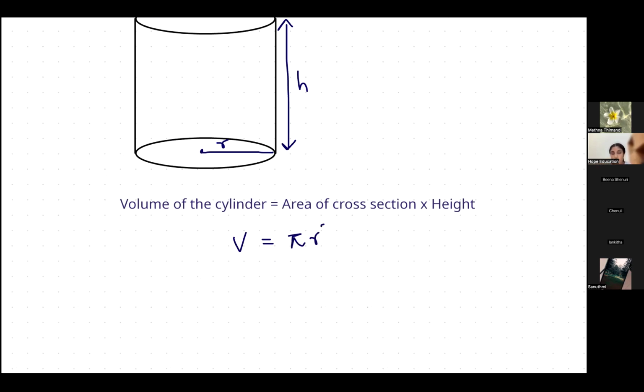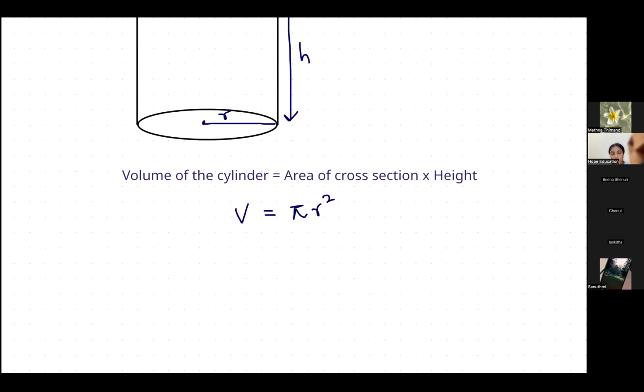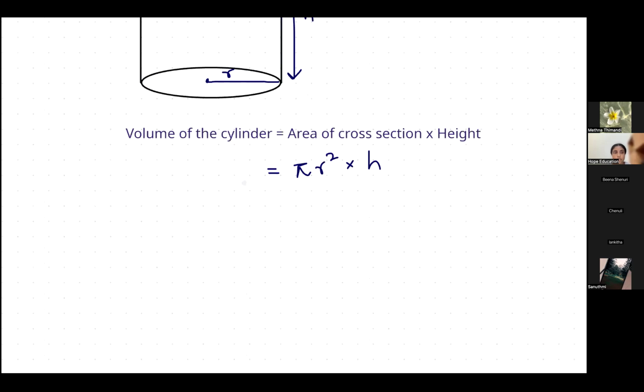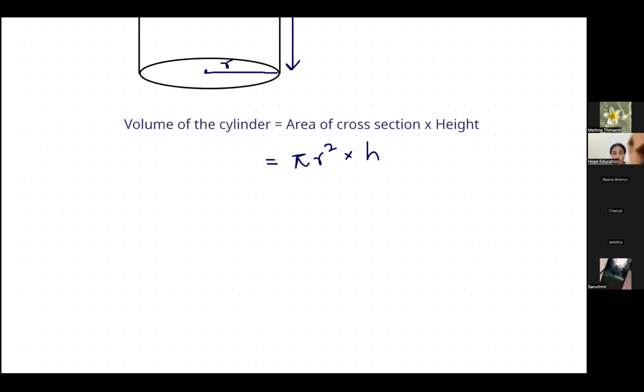height එක දීලා තියෙනවා h. So pi r squared multiplied by h. So this is how we find the volume of a cylinder. Now we can write like this. Volume of cylinder කියන්නේ area of cross section එක circle එකක්, so area is pi r squared multiplied by height, that is h. එහෙනම් it is pi r squared h. Pi r squared h. This is how we find it.